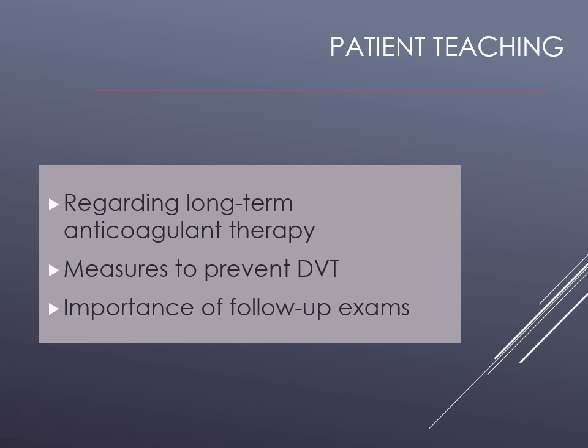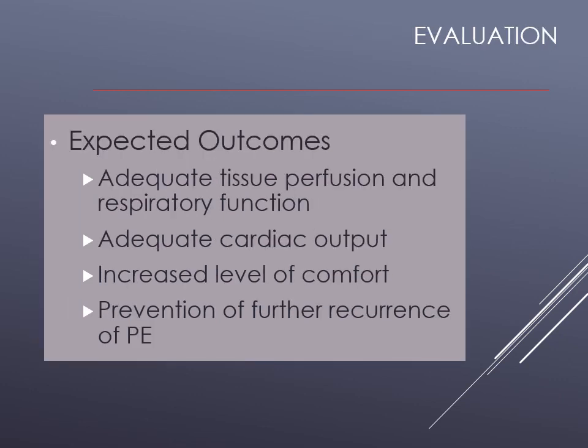Discharge planning is aimed at preventing worsening of the condition and avoiding complications and recurrence. Teach the patients measures to prevent DVT. Reinforce the need of the patient to return to the healthcare provider for regular follow-up examinations. Expected outcomes are that the patient who has a PE will have adequate tissue perfusion and respiratory function, adequate cardiac output, increased level of comfort, and prevention of further recurrence of pulmonary emboli.